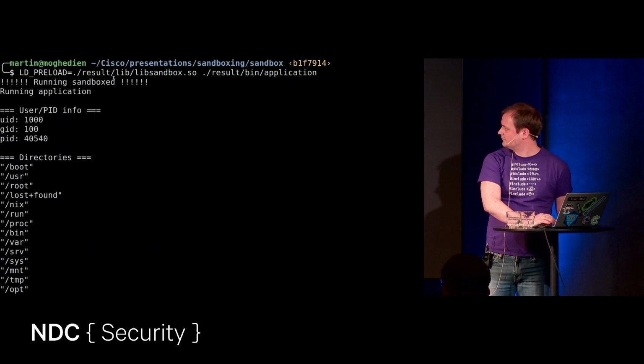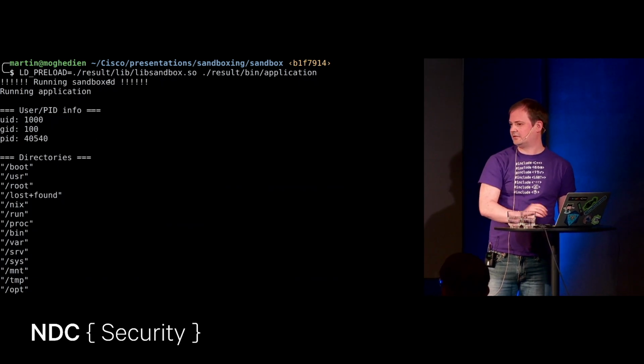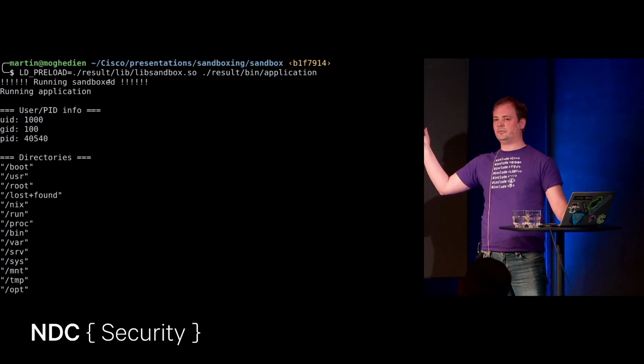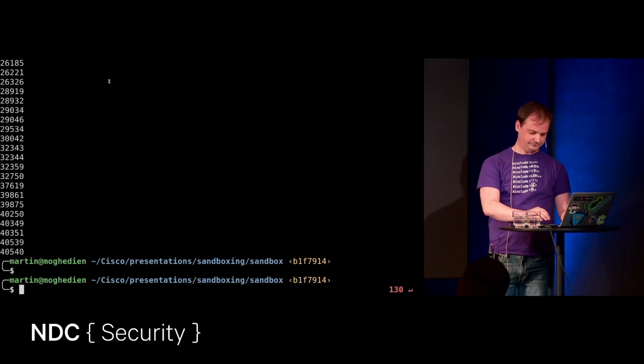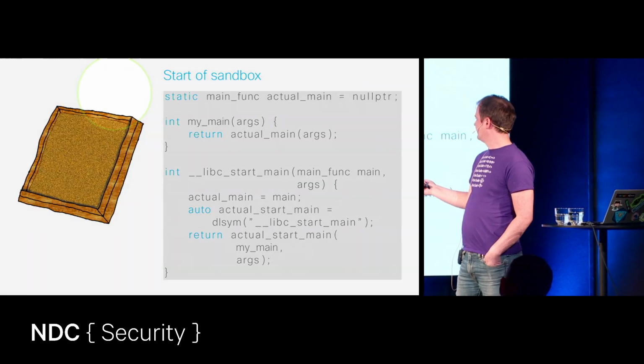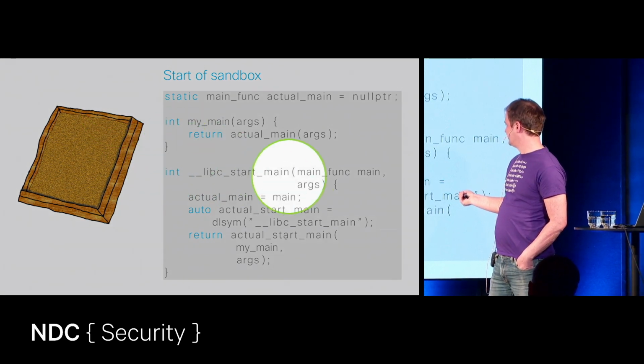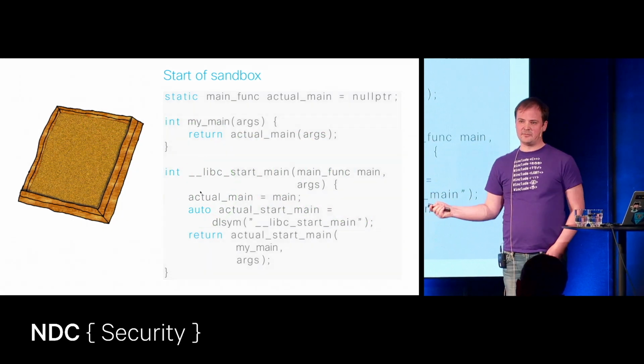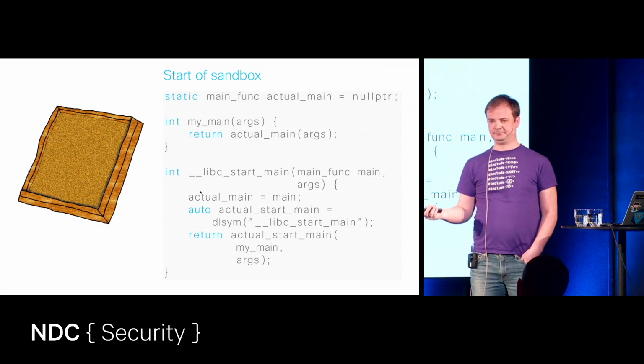except at the top, my SO file added the print "running sandboxed". So the symbol I'm overriding, and this is the very nasty part, is this. __libc_start_main, which is part of glibc.